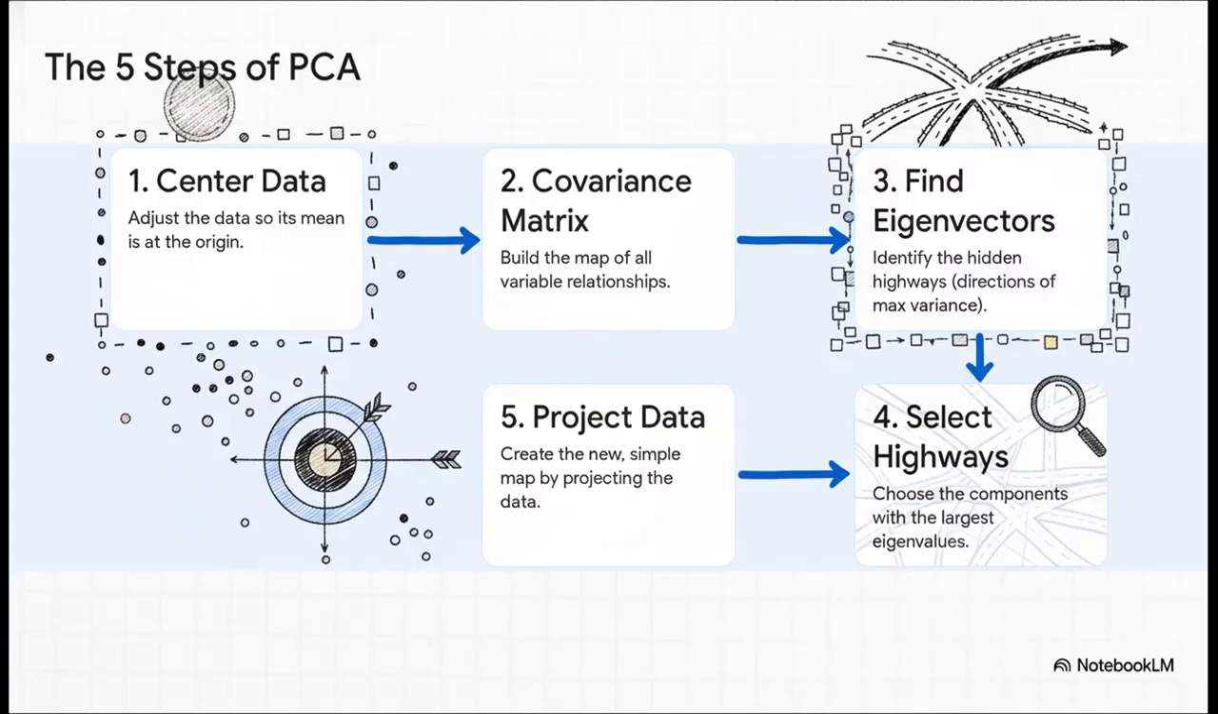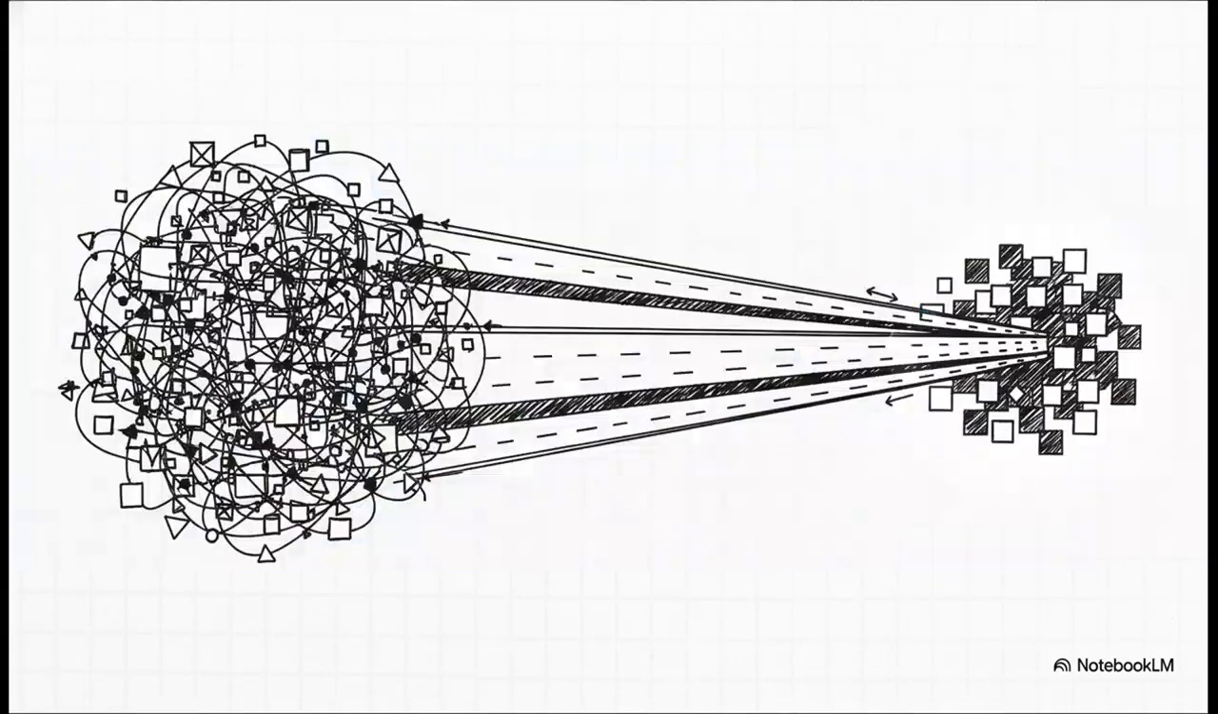First, you get your data ready. Second, you build that relationship map, our covariance matrix. Third, you find the hidden highways by calculating the eigenvectors. Fourth, and this is the crucial part, you look at the eigenvalues and you decide to keep only the busiest highways, the ones carrying the most traffic. And finally, step 5, you create your brand new, simple map by projecting all of your original data onto just those few main roads. And the results of doing this, they can be absolutely stunning.